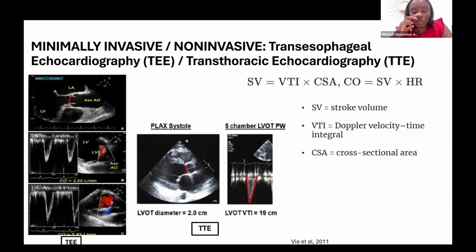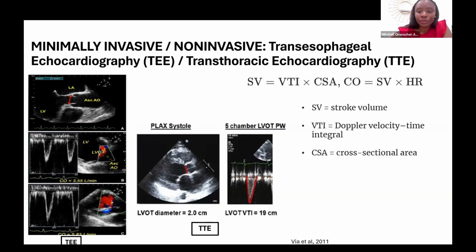And another minimally invasive is your transesophageal echocardiography. And if it's a transthoracic echocardiography, that is completely non-invasive. So with this, you want to look at your left ventricular outflow tract. And if you can see on the slide here, that's the part where your left ventricle empties into your aorta. So this is your TEE view, and down here is your parasternal long axis on your TTE view. And you want to measure the diameter of that area and get the radius and then obtain the cross-sectional area. So that will be pi r squared.